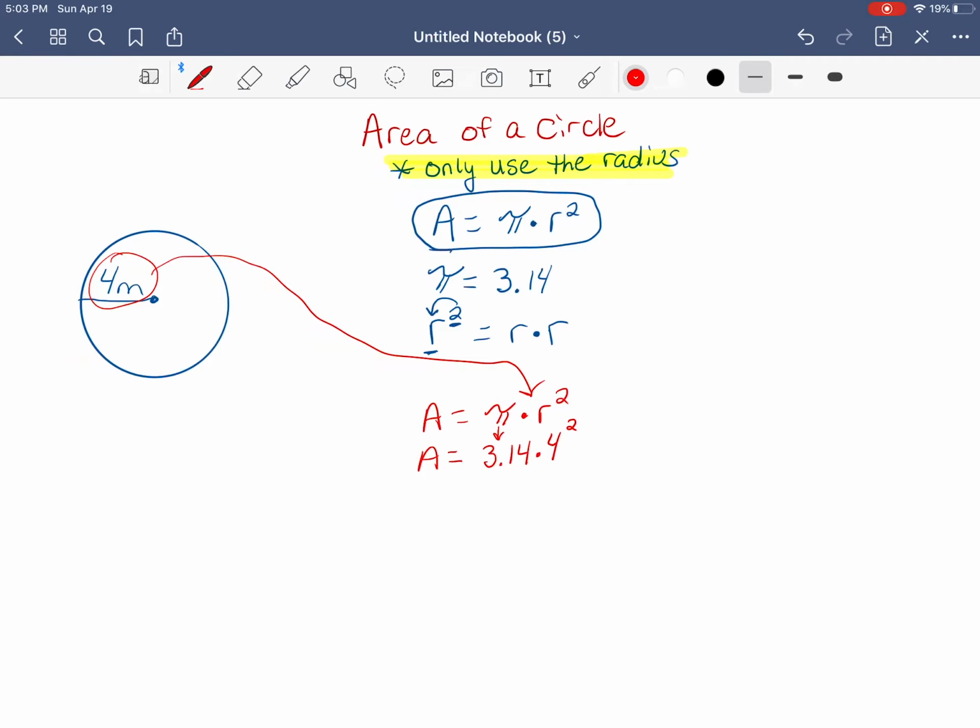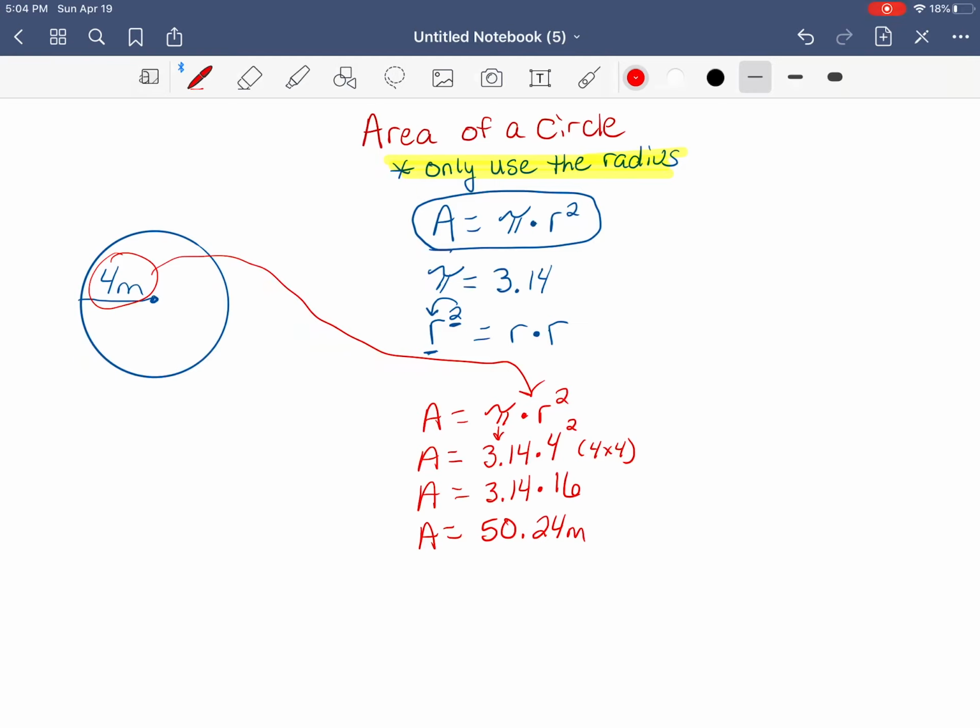So I'm going to keep going down here. A equals 3.14 times my radius squared. And now remember, when we're squaring our radius, it would be 4 times 4. Our 2 tells us to multiply our 4 by itself 2 times. So 4 times 4 is 16. Now I'm going to plug that in my calculator, 3.14 times 16, and I am going to get 50.24 meters.